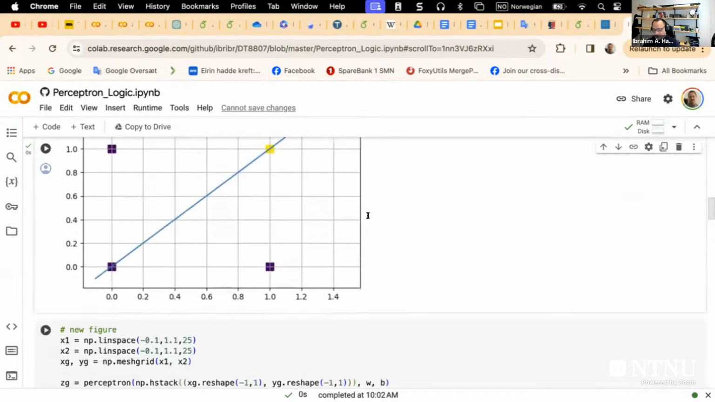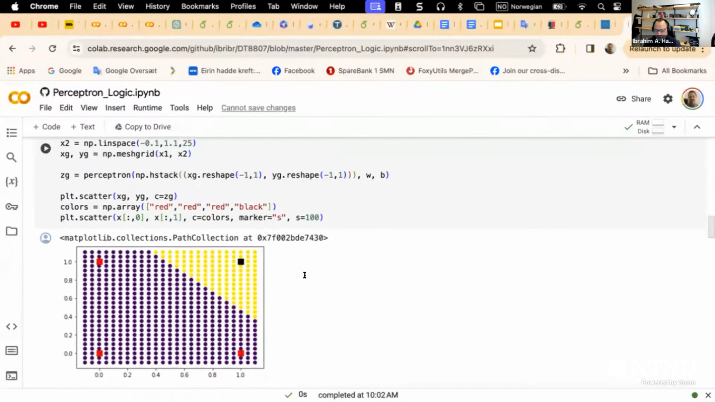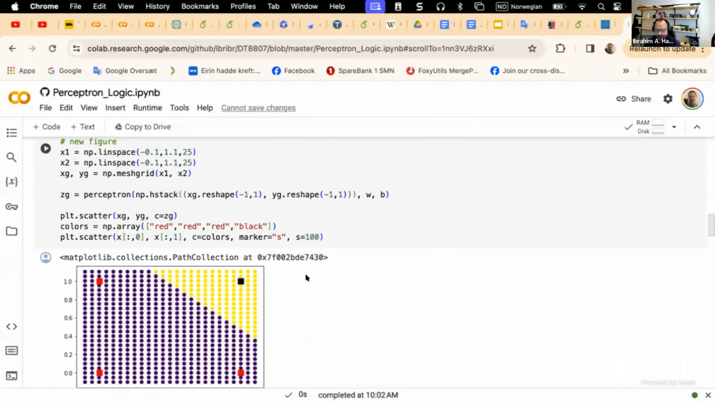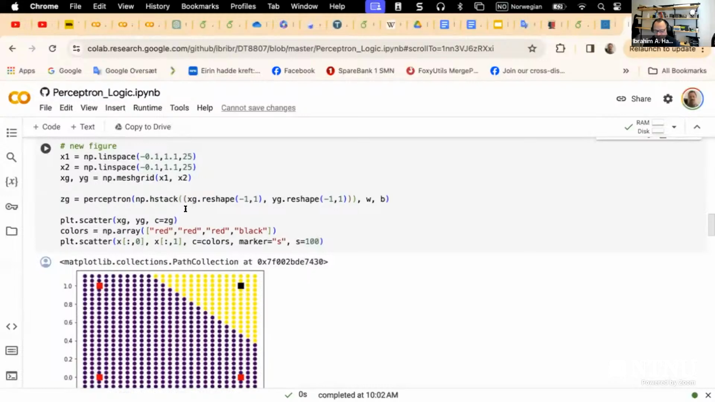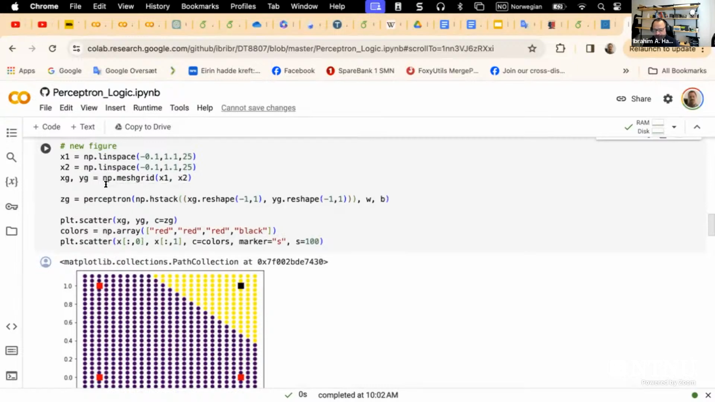So we will do it in the slides. This is another way for plotting your decision line. It's just using a mesh grid. Mesh grid, it's a nice way. So I will generate all possible values for x1, all possible values for x2. I will use a mesh grid to get x grid and y grid. And after that, I will send xg and yg to my perceptron.